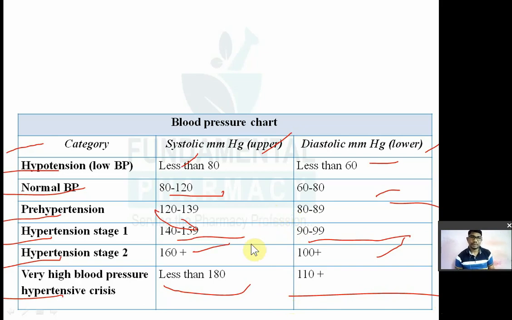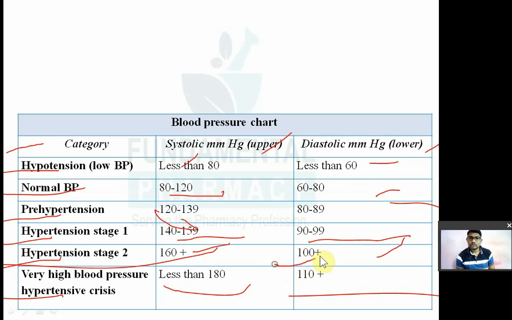In pre hypertension, systolic blood pressure is around 120 to 139, diastolic is around 80 to 89. After pre hypertension comes hypertension stage 1, in which systolic blood pressure is around 140 to 160 and diastolic blood pressure is 90 to 99. In hypertension stage 2, systolic blood pressure is 160 plus and diastolic blood pressure is 100 plus.